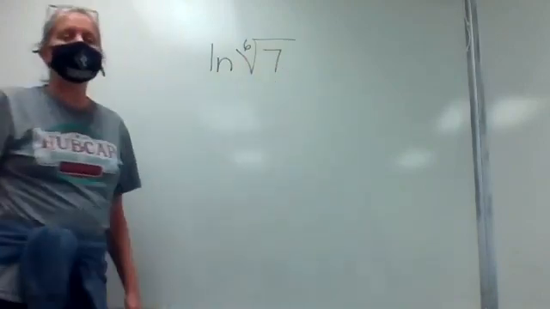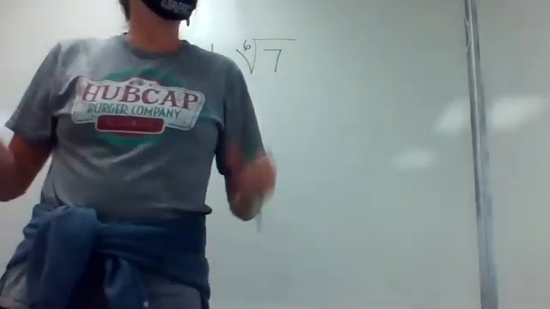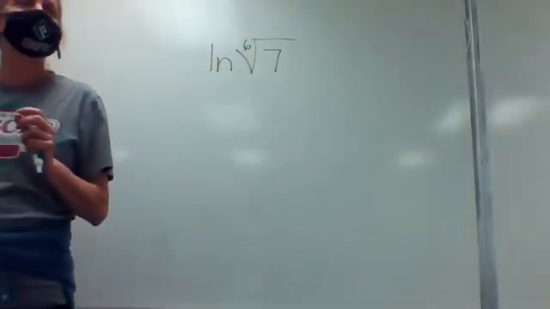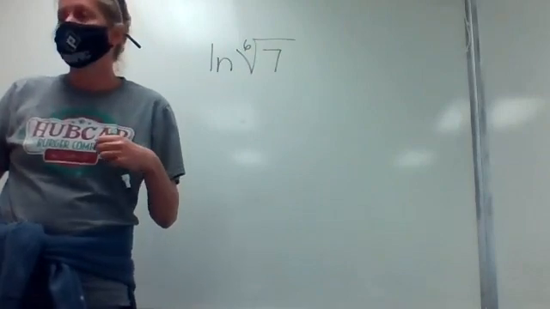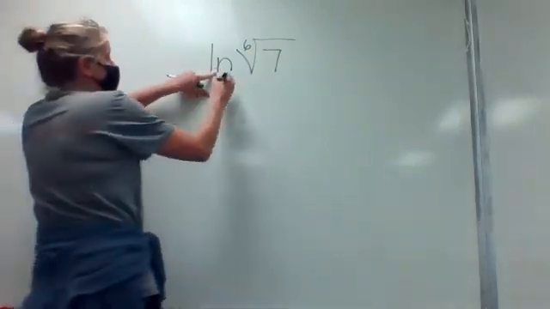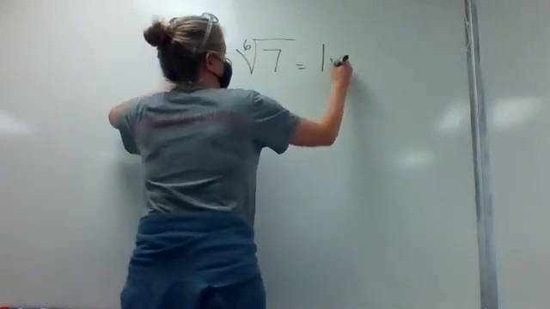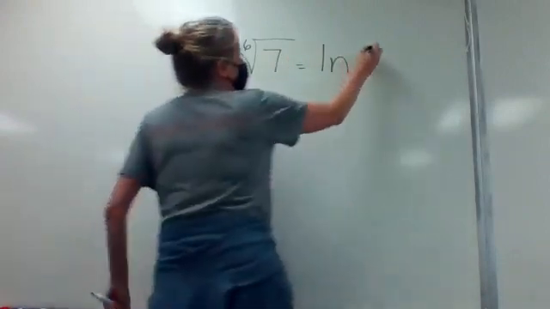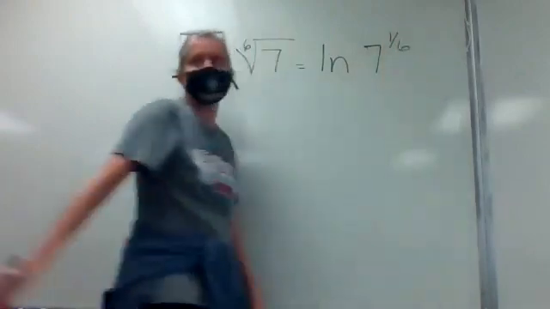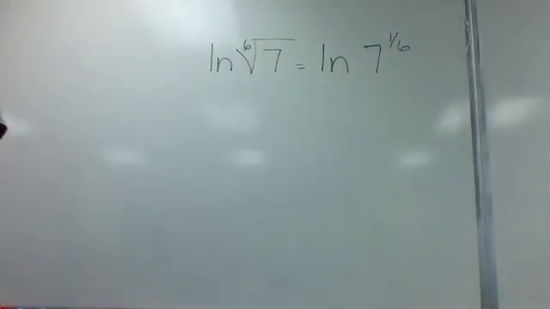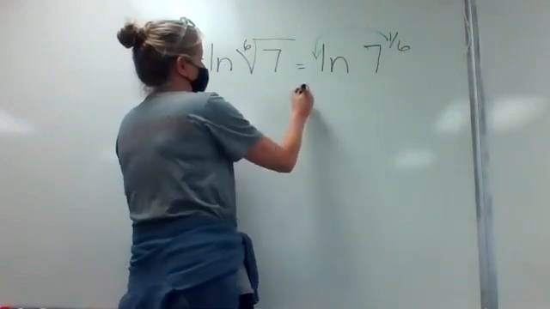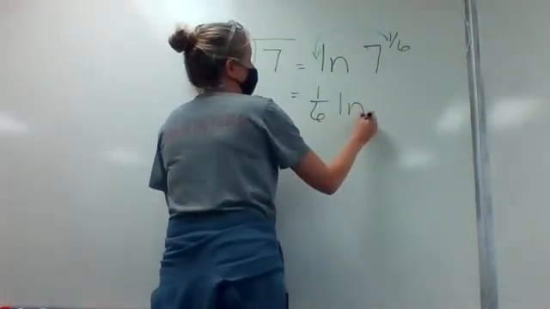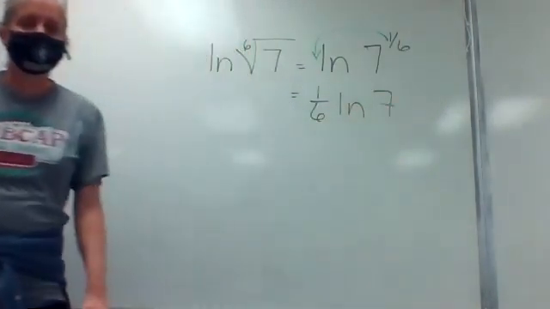And it wants us to rewrite that as a product, which means bring down the exponent in front of the ln. Well, if I'm going to bring down the exponent, I need to see the exponent, right? So I'm going to rewrite this as, instead of the 6th root of 7, ln of 7 to the 1/6 power. And then drop down the 1/6. So I have 1/6 of ln 7.